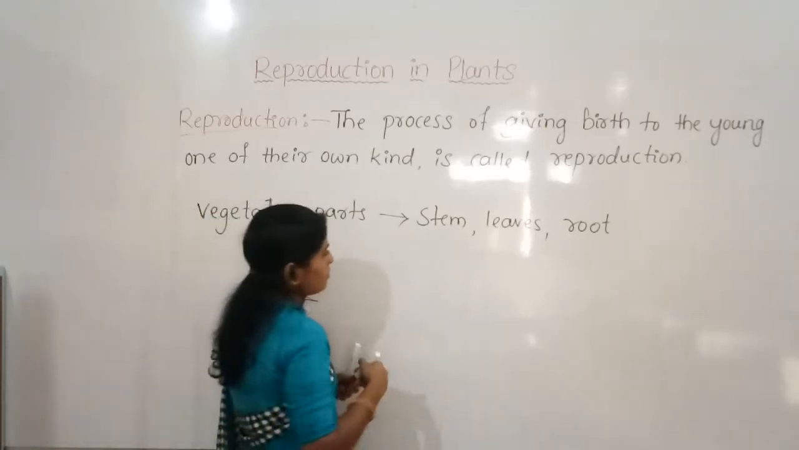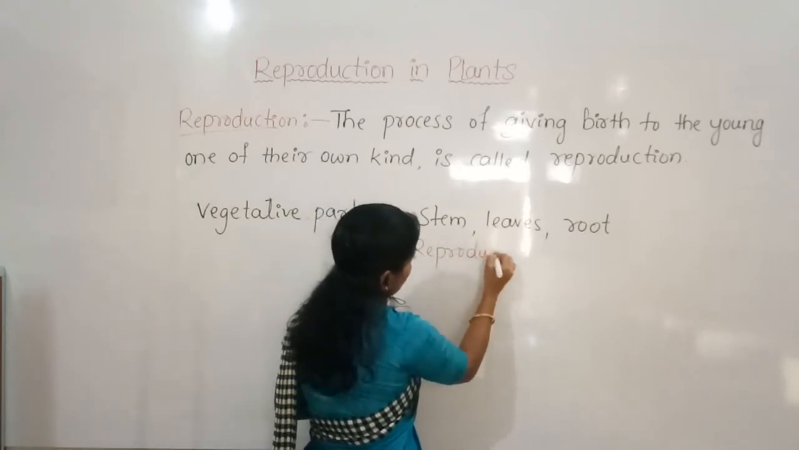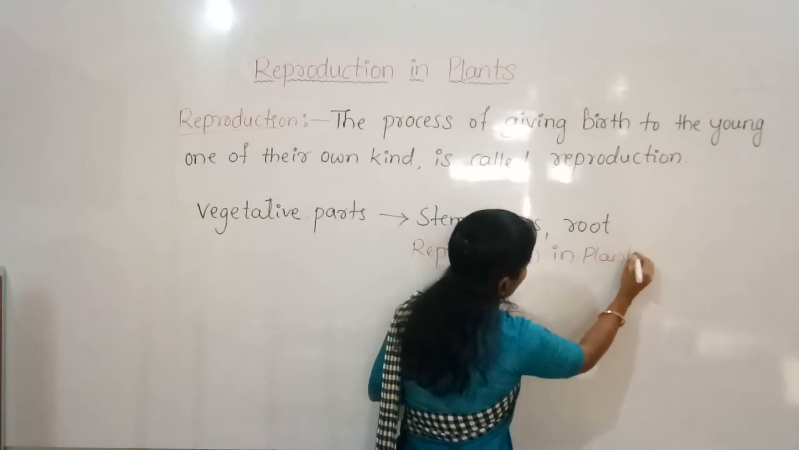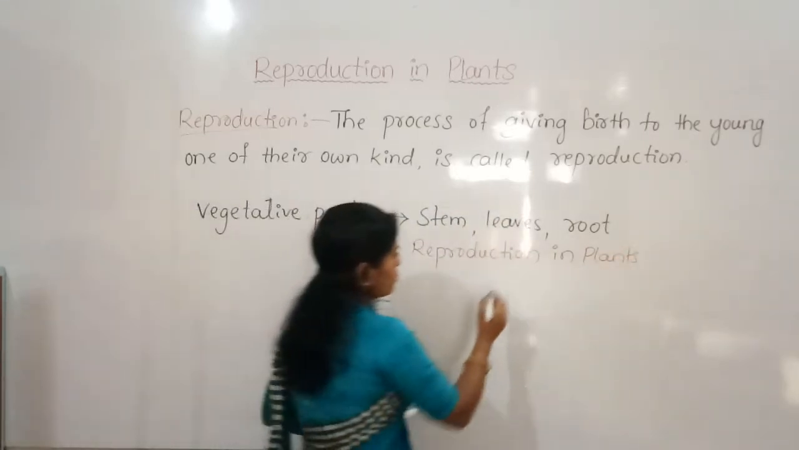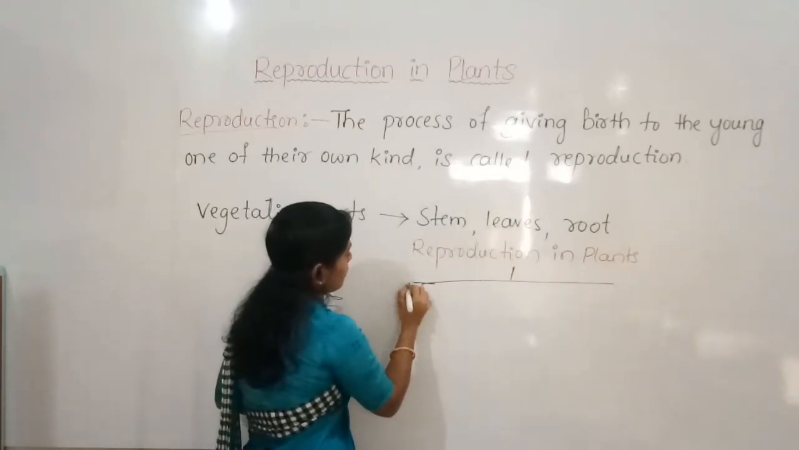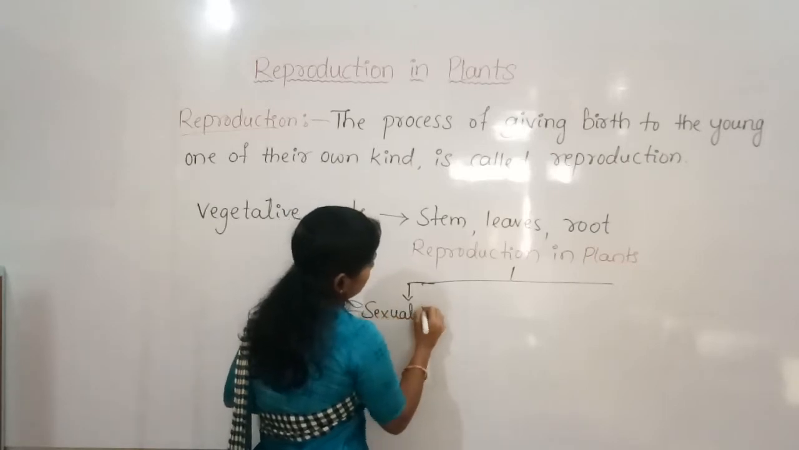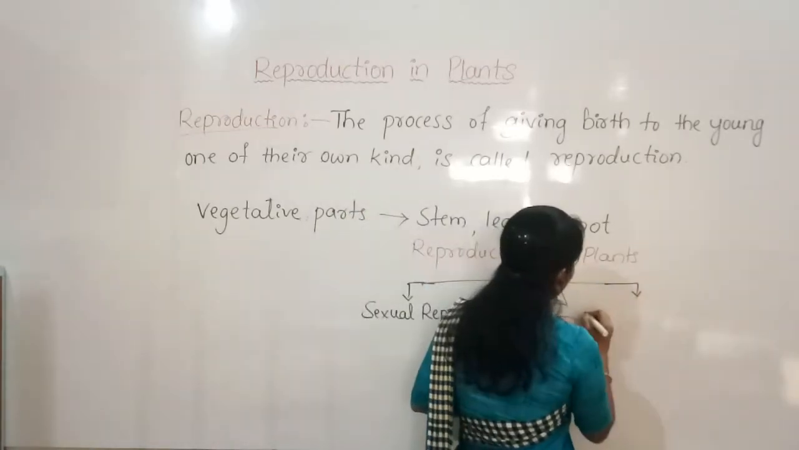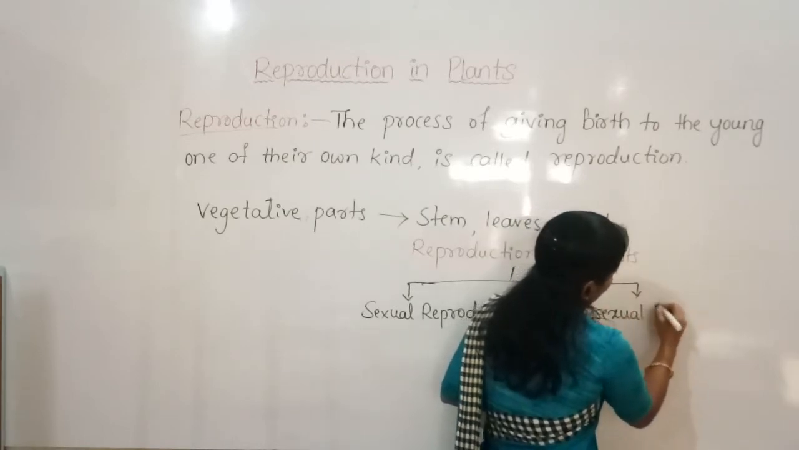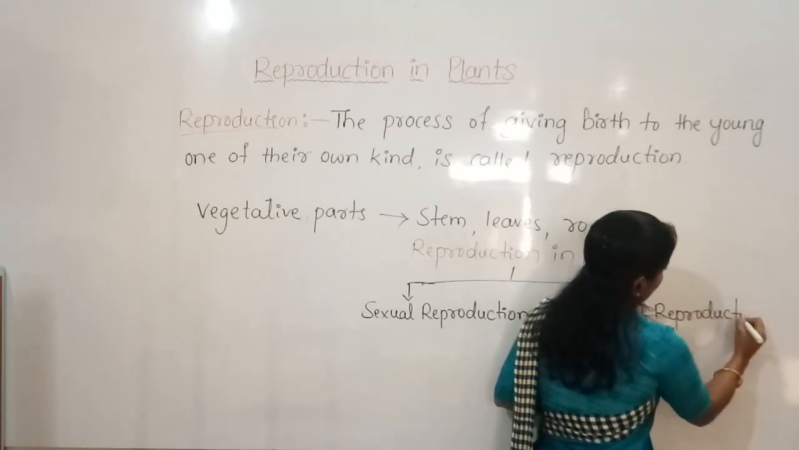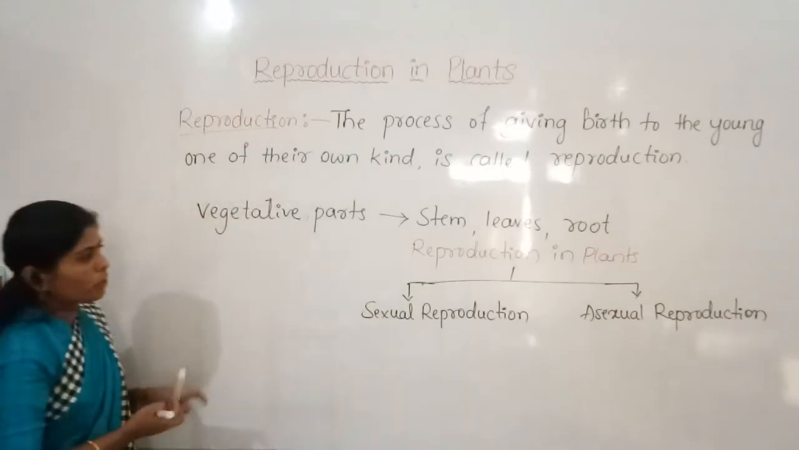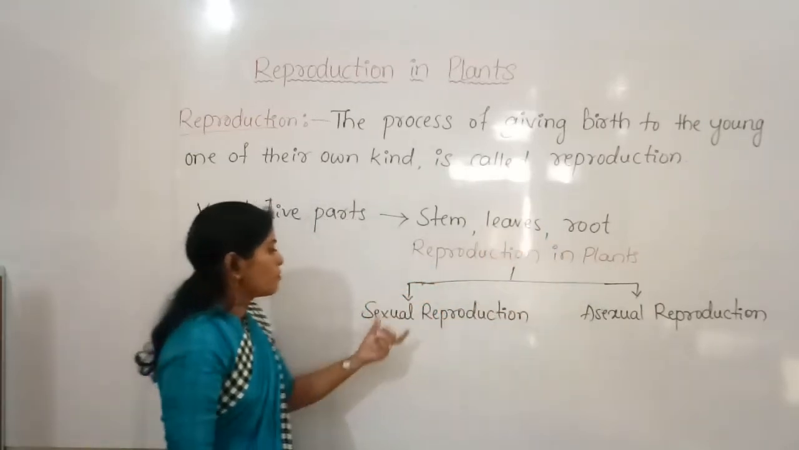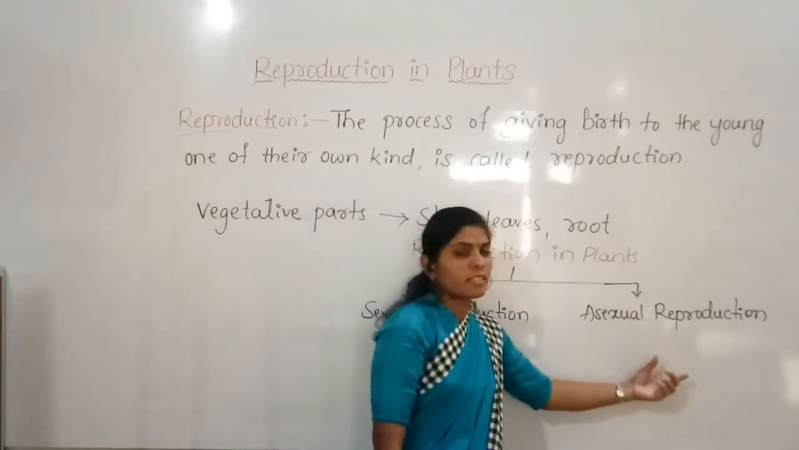So I will show the flow chart. Reproduction in plants we can show by the flow chart. There are several ways, and of those we can discuss two. One is sexual reproduction, and the other one is asexual reproduction. So these are the two types of reproduction in plants.